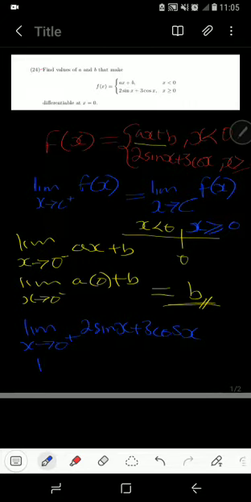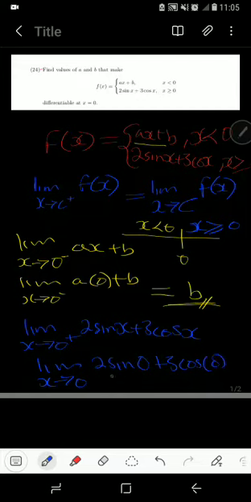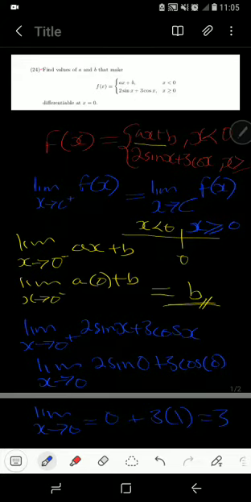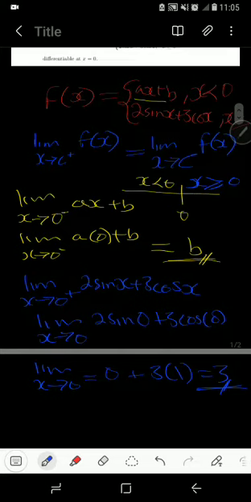So there, just go direct and substitute your 0 where there is x. You have 2 sine 0 plus 3 cos 0. By doing this, you have something like this. Sine 0 is basically 0, plus 3 cos 0, where cos 0 is 1. So your answer is 3. That's your right limit. Let us proceed.